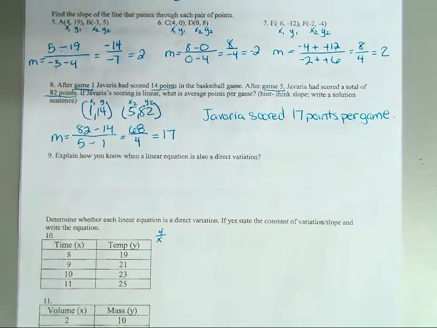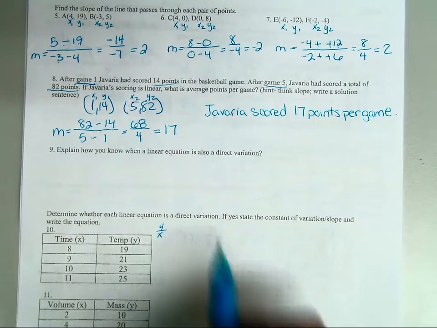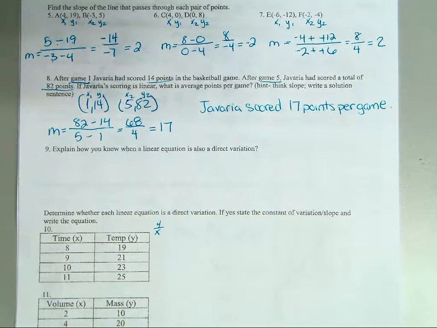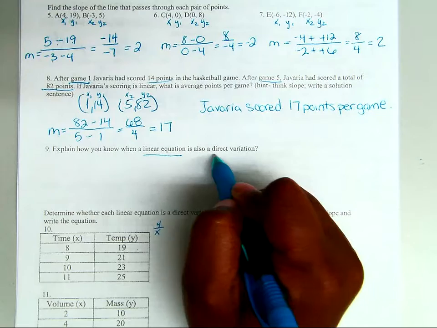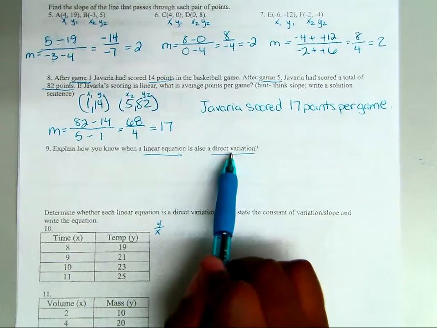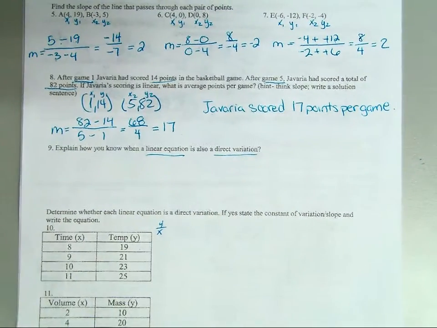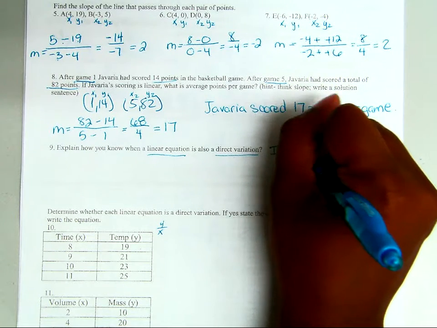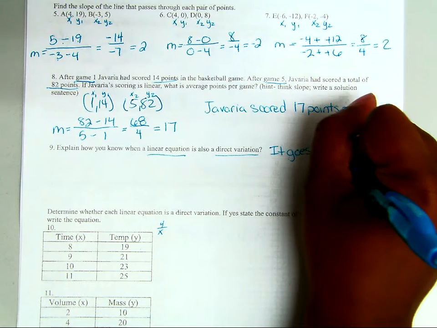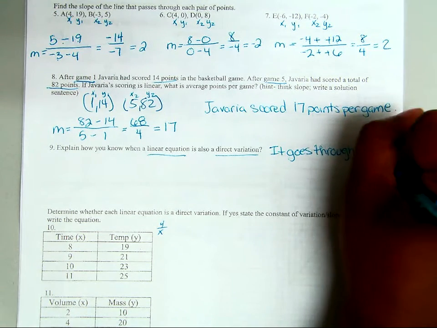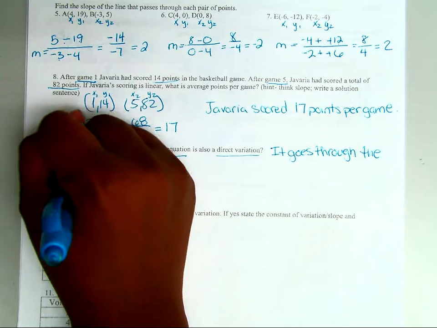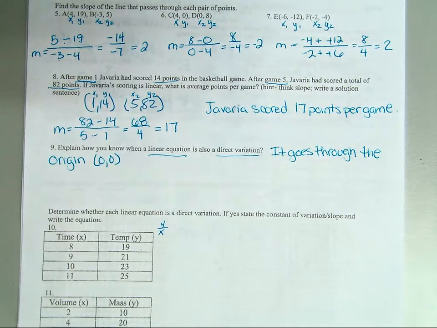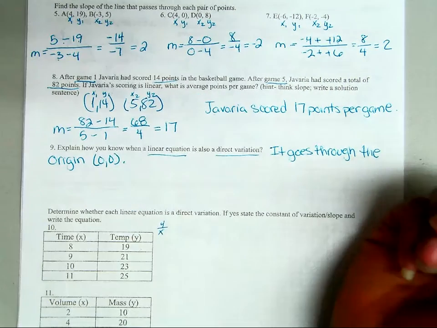Number 9. Explain how you know when a linear equation is also a direct variation. So something can be a linear equation without having that direct variation. So how do I know that it's also direct variation? First thing, it goes through the origin, zero comma zero. It's proportional.